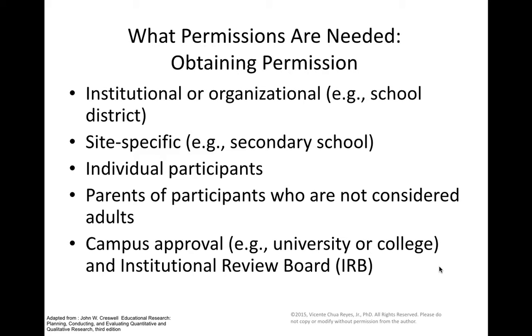Permissions are needed in conducting research. You need to obtain permissions from the institution or the organization, for example, the school district. Site specific, if you're doing research in a school, you need to get approval from that particular school. You need to, of course, get the consent from individual participants. If you're looking at minors, you need to get parents of participants who are not considered adults to give their permission. And if you are part of a university, which all of you are, those who are listening to this particular session, well, you need to get campus approval, university or college, or institutional review boards for your fieldwork, for your research.